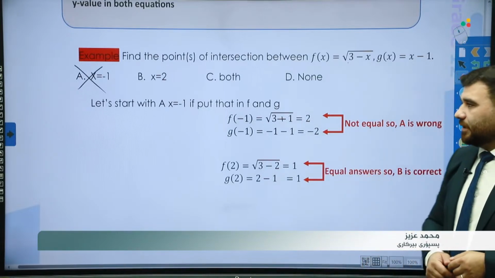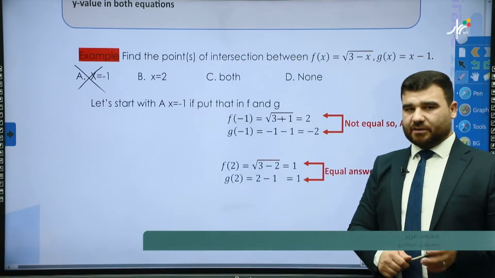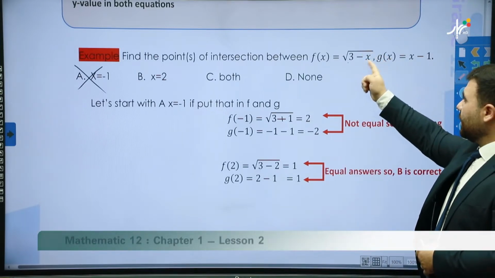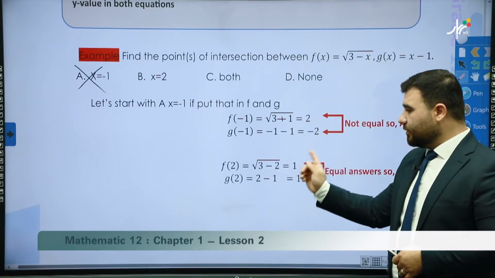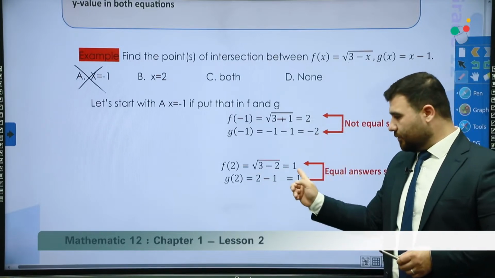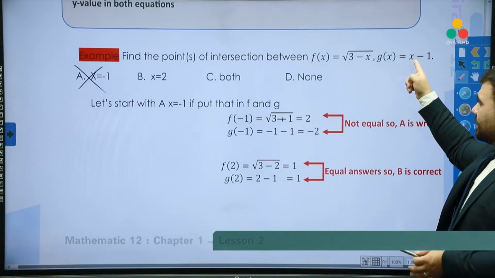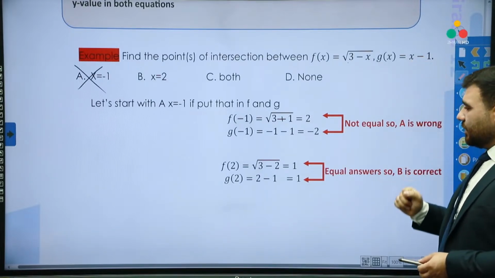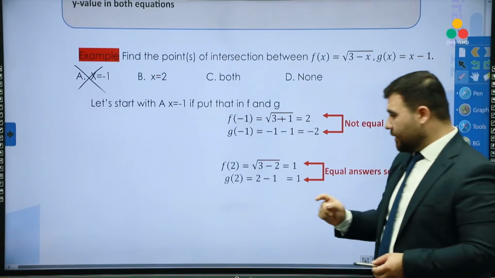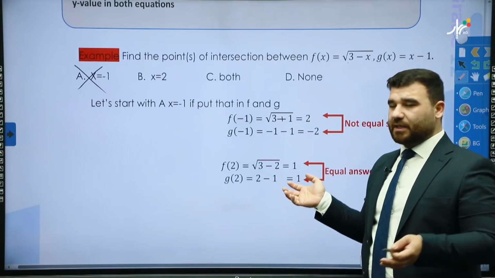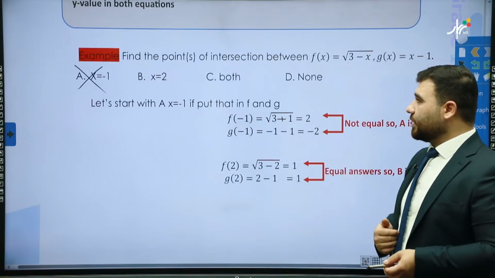Let's go with B. B, x is 2. Then let's replace 2 here. 3 minus 2. 3 minus 2 is 1. Square root of 1 is still 1. Here, x is 2. 2 minus 1 is 1. Then the two answers I got from f and g are equal. This means B could be the correct answer.